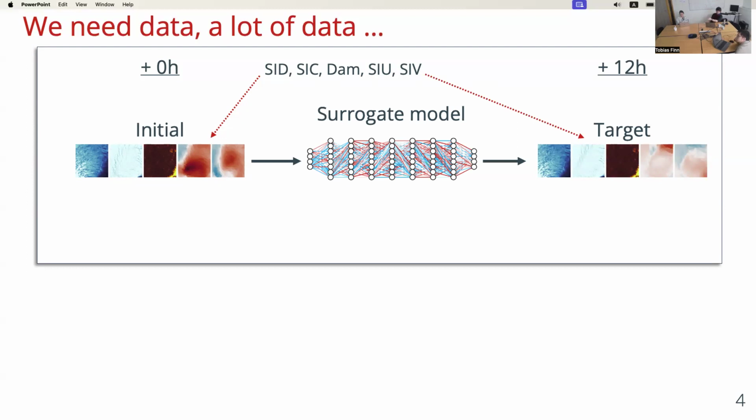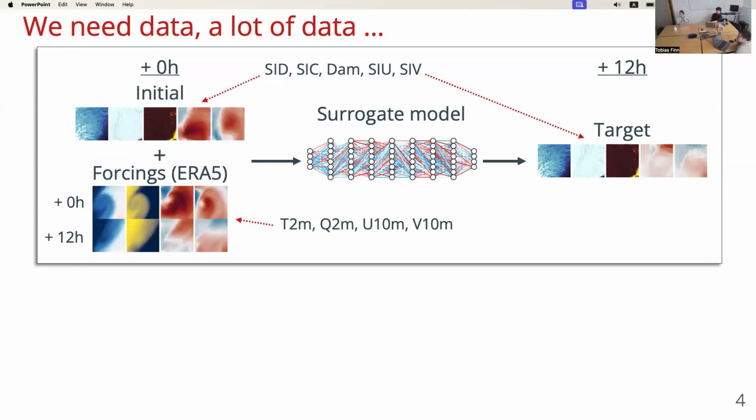And instead of just using the initial conditions, we also use forcings from ERA5. Here I restrict the model to just 4 different forcings for time 0 and time plus 12 hours. The forcings are the 2 meter temperature, the 2 meter humidity, and the wind velocities at 10 meters height. Based on this, we want to train the surrogate model.